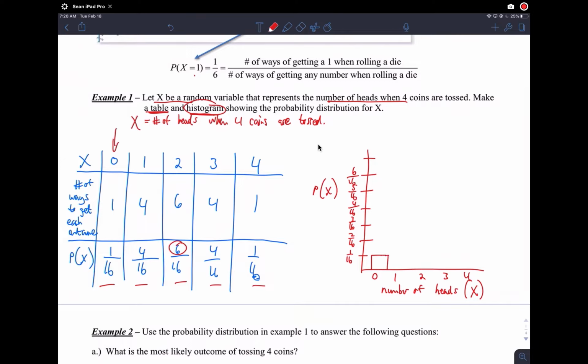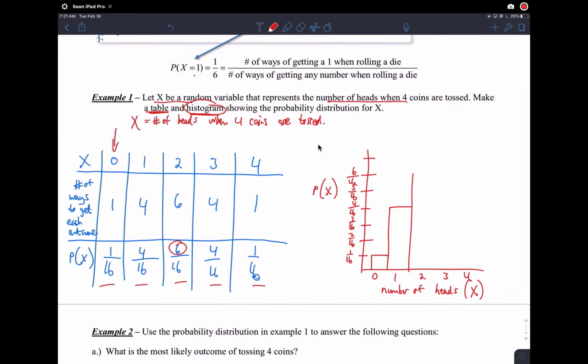Now, please, a histogram is not a bar graph. A histogram is different: the bars have to touch each other to show that there's nothing in between the specific values on the horizontal axis. So if I make my next bar 4 over 16, it has to touch this bar. There's no value in between 0 and 1. When I toss 4 coins, I either get 0 heads or 1 head. I can't get a half head. So the bars have to touch each other. We call this a discrete probability distribution if you take AP statistics.